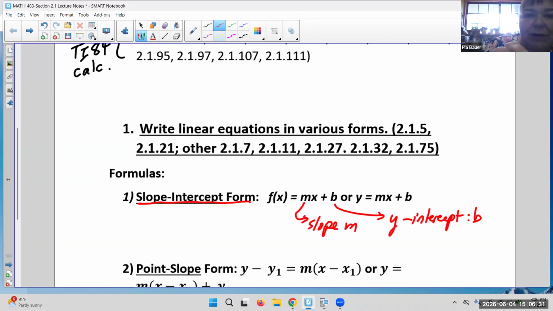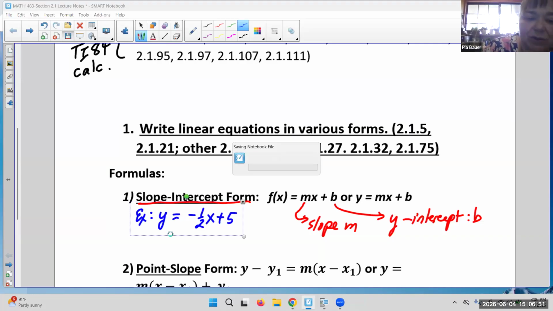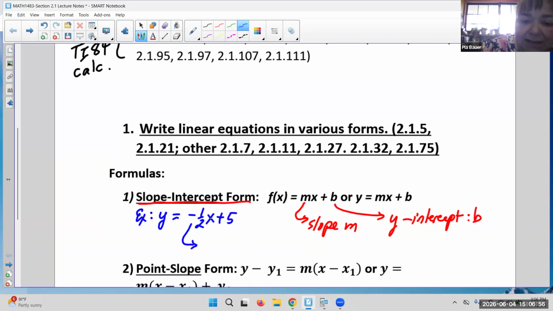So say, for example, that you have a linear equation in slope-intercept form. Say you have y equals -1/2 x plus 5, and you're asked to find the slope. There's no work or steps that you have to do, but you do have to remember to identify the coefficient of x as your slope. So the slope m is -1/2, and then b is 5.